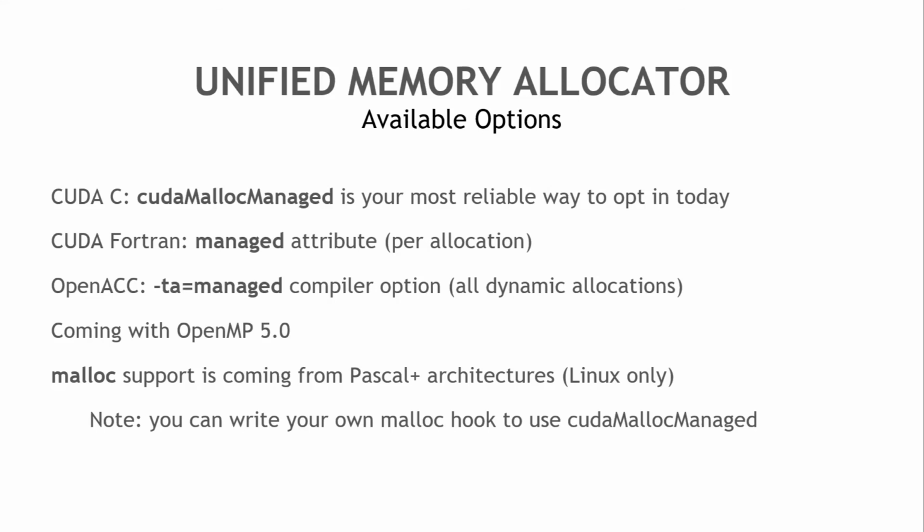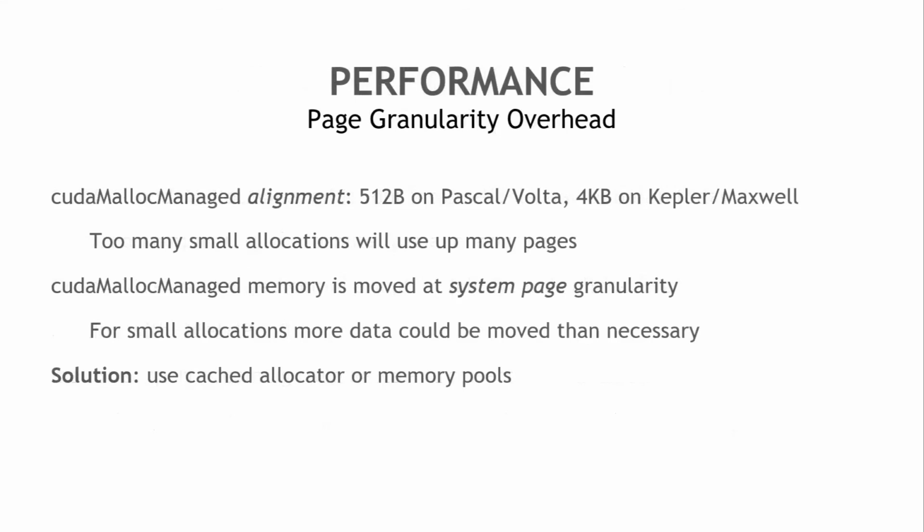So with OpenMP 5, it will be there soon. And usually what is done is to write your own malloc hook to intercept all the calls to malloc and to use them as cudaMallocManaged. That's a standard trick to use managed memory in existing code. We go quickly about that.